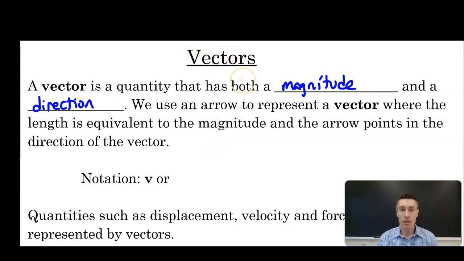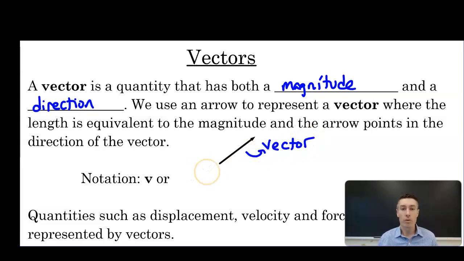So visually, we're going to see vectors look like this. We have a line segment with an arrow at one end. The length of that line segment would be its magnitude, and the arrow indicates the direction. Right? So there's our example of a vector.